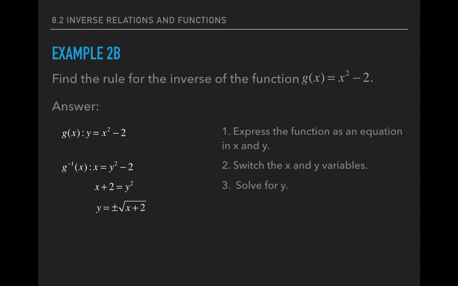You don't know if y was a negative value squared or a positive value squared. You would get the same result. So you have to make sure and put out there next to the square root symbol that it could be a positive or negative root. And there you have it. That is the inverse of our function g.